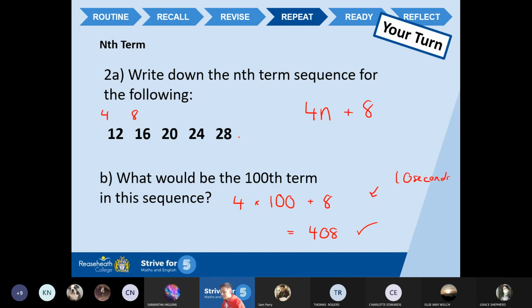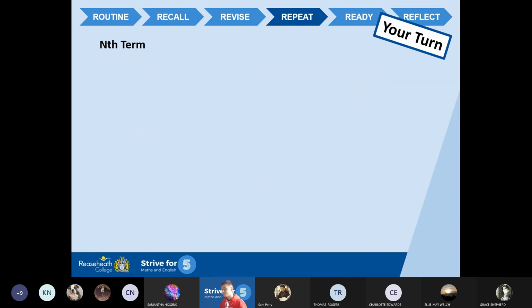Imagine how long it would take me to do this for 100 different numbers, adding 4 each time. Nth term sequences and maths in general allow us to be quite efficient when we calculate things.